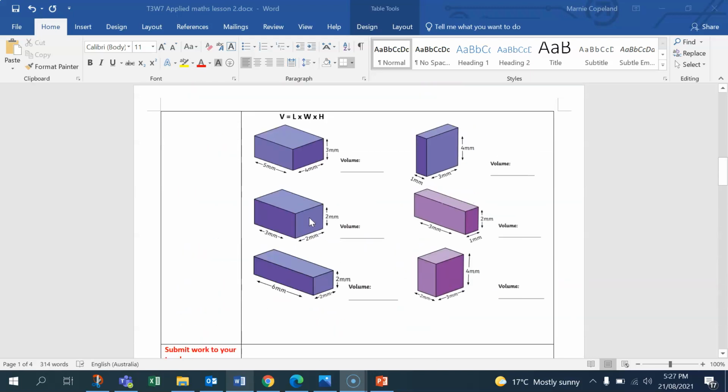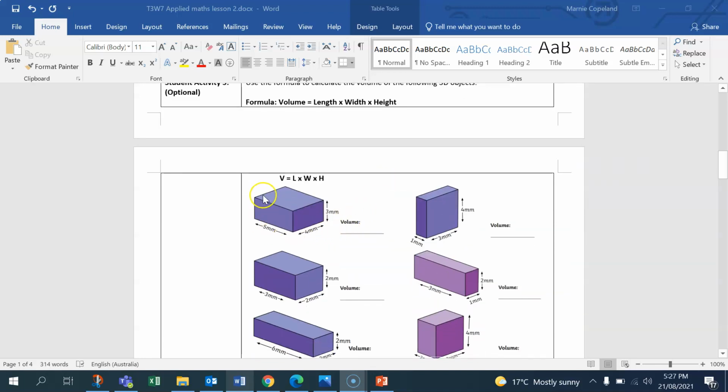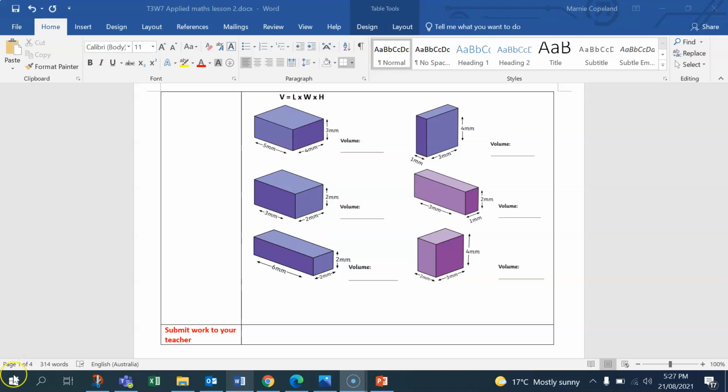Okay, and activity number 3 is to use the formula to calculate the volume of the following 3D objects. Remembering that our formula is simply multiplying the length and the width and the height together. So this 3D object here, it's 5 millimeters wide, 4 millimeters long, 3 millimeters high. Remember, it doesn't matter which order that you multiply these numbers. It doesn't matter because you'll still get the same answer at the end. Let's go through a couple of examples.